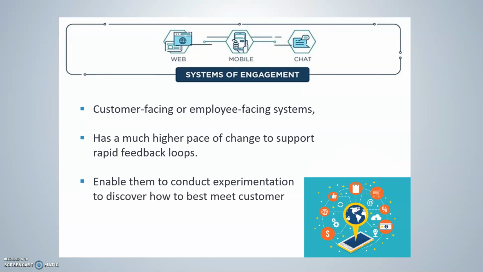Systems of engagement are customer-facing or employee-facing systems. These have a much higher pace of change and rapid feedback loops because there are no compliance requirements. You can experiment a little more with these. You can make a change, get feedback on that. If they like it, you keep it. If not, you can change it. There's no real holdback on that. And it enables them to conduct experimentation, as I said, to discover how to best meet the customer.